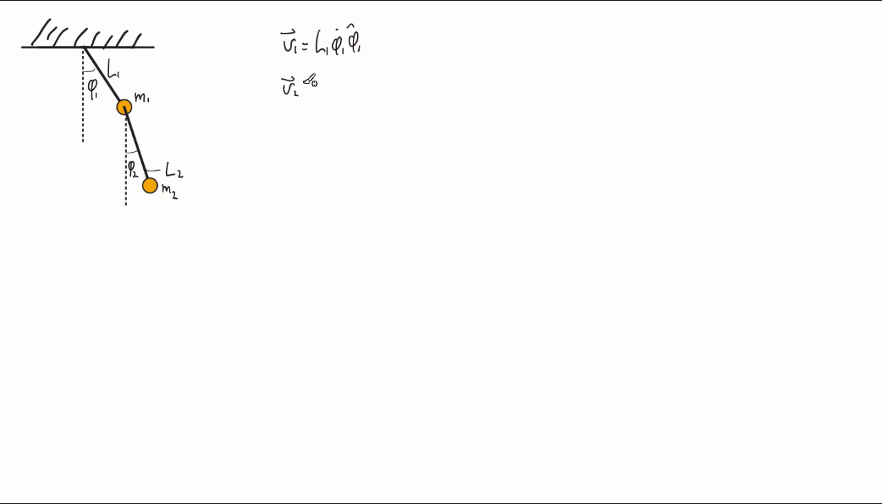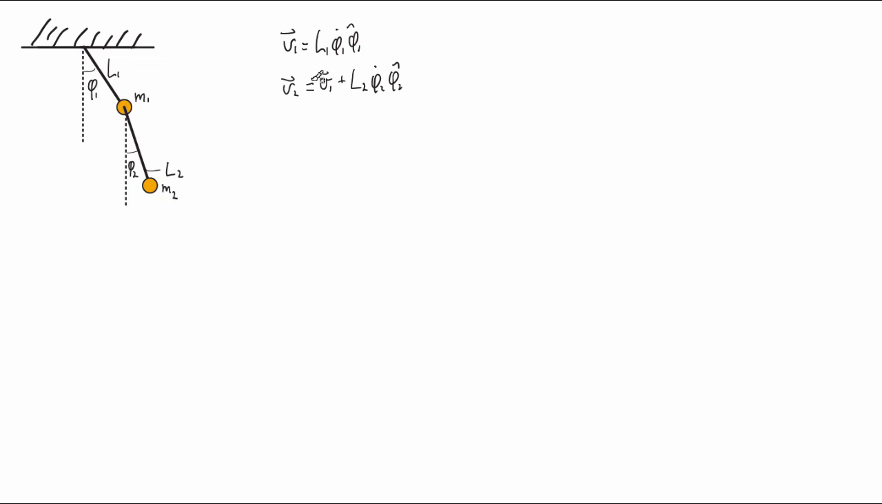The second velocity is similar. We know that the velocity of the second mass is going to be the velocity of mass 1 plus the velocity of mass 2 relative to mass 1. The velocity of mass 1, we already know what it is, and then we do the same thing for the second pendulum that we did for the first. So we get here L2 phi2 dot phi2 hat. And those are the two velocities.